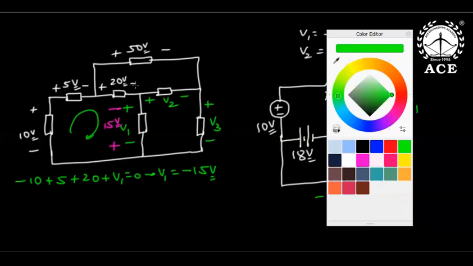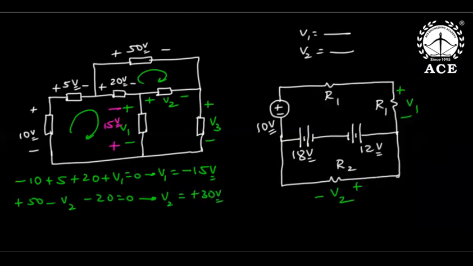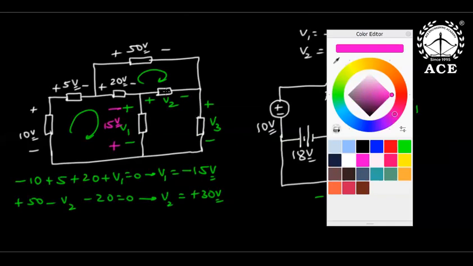Now again if I write a KVL clockwise, plus 50 minus V2 minus 20 equal to 0. So V2 is plus 30. This time plus 30 is confirmed: the actual polarity is the same as the reference.